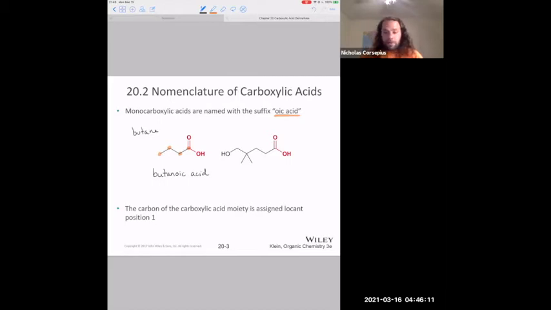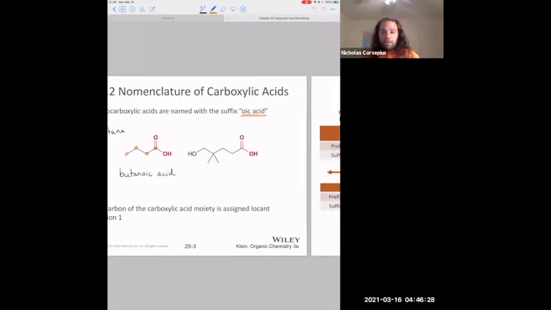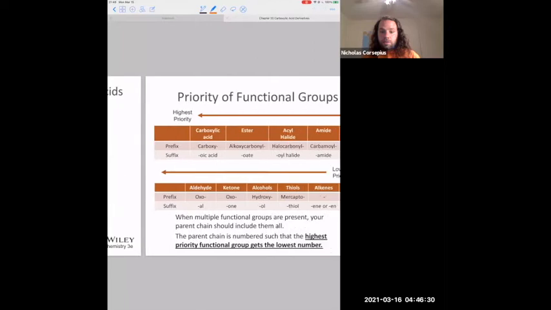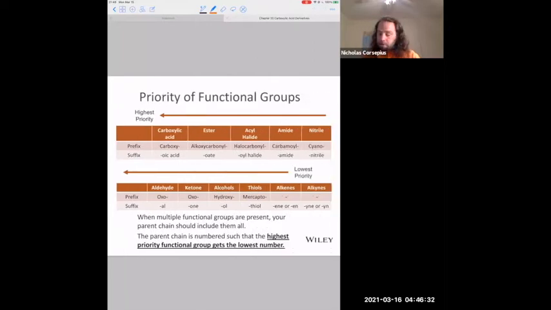One of the convenient things about carboxylic acids is that they always have to be located on a terminal carbon. So they're always going to be located at position 1 on carbon 1, so we'll start counting from there. Let's do this next example, but notice that this has an alcohol group in there as well. So we need to take a look at this priority chart real quick before we can actually name this compound.